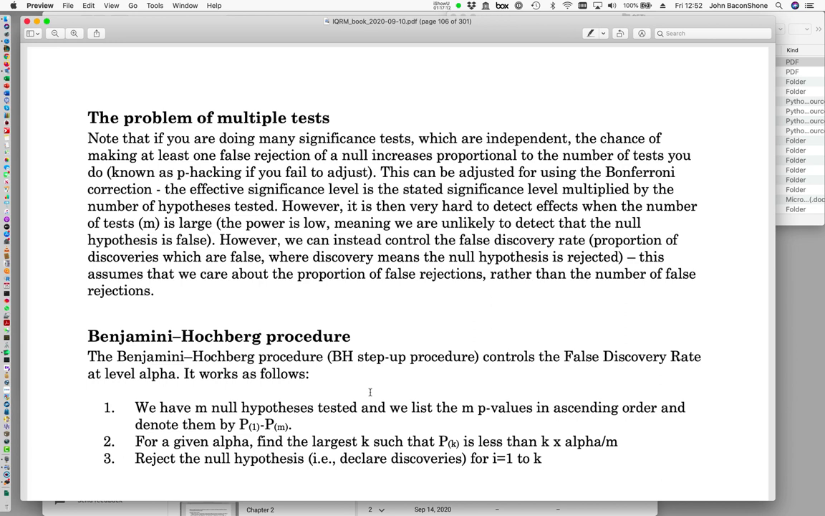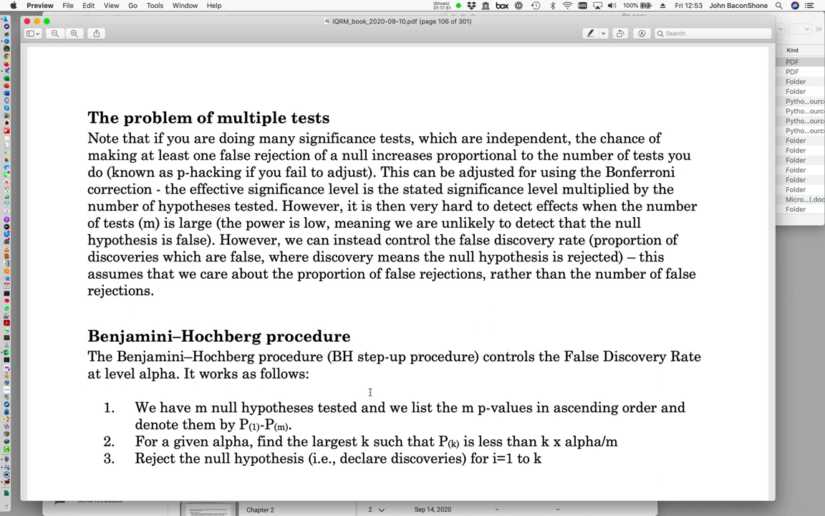So this procedure controls the false discovery rate at level alpha, where alpha is our probability of rejection. So the way it works is that if we've tested m different null hypotheses, we list the p-values, the observed significant levels for those m null hypotheses in ascending order, and denote them by p1 to pm. And we find the largest k such that pk is less than k times alpha over m.